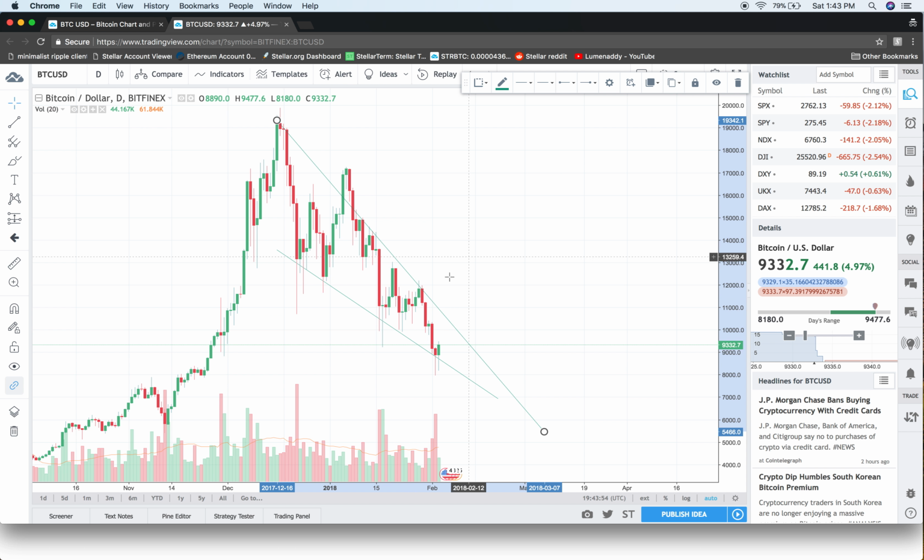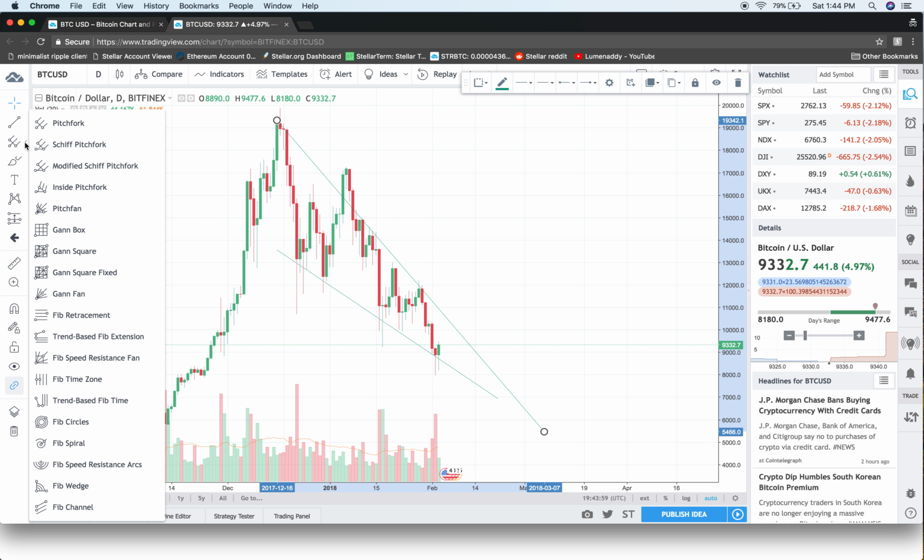Anyway, so I drew the two trend lines, just to show you how to use trend lines. To the left is where you can get retracement levels, the tool to use retracement levels. I don't use any of these other ones because frankly I don't know what they mean, but more power to you if you do.